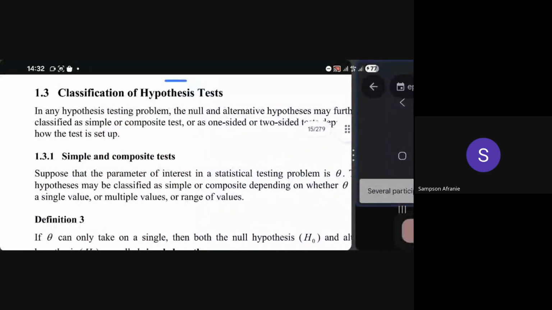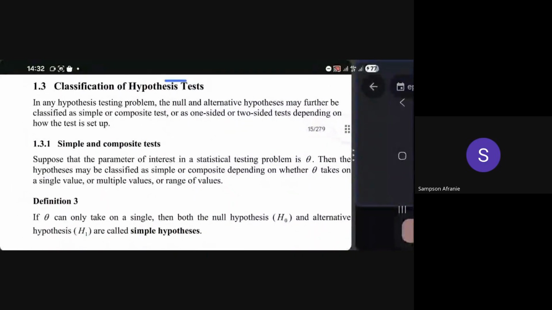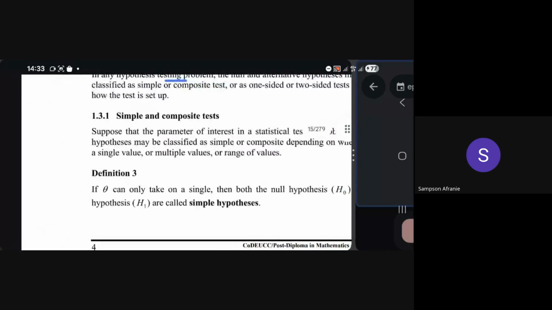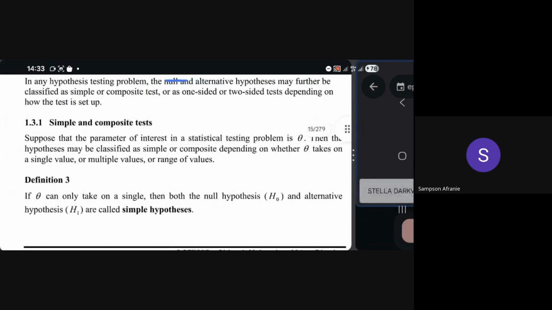So let's look at the various classifications of the null and alternate hypothesis. In any hypothesis testing problem, the null and alternate hypothesis may further be classified as simple or composite tests, or as one-sided or two-sided tests, depending on how the test is set up. So depending on how I set up the test, I can tell whether the test is simple or composite.